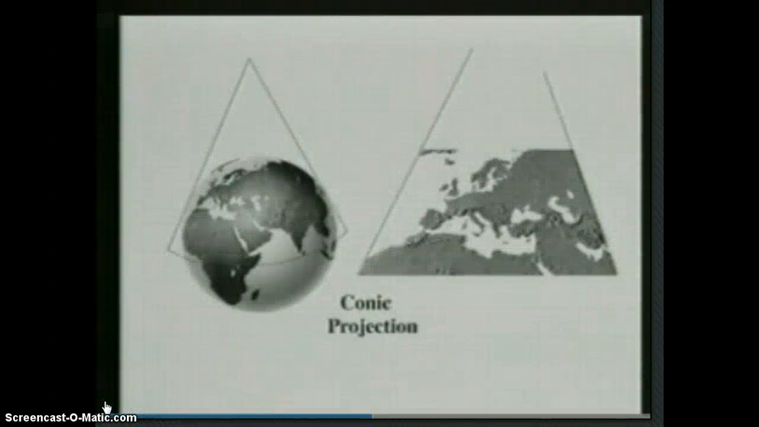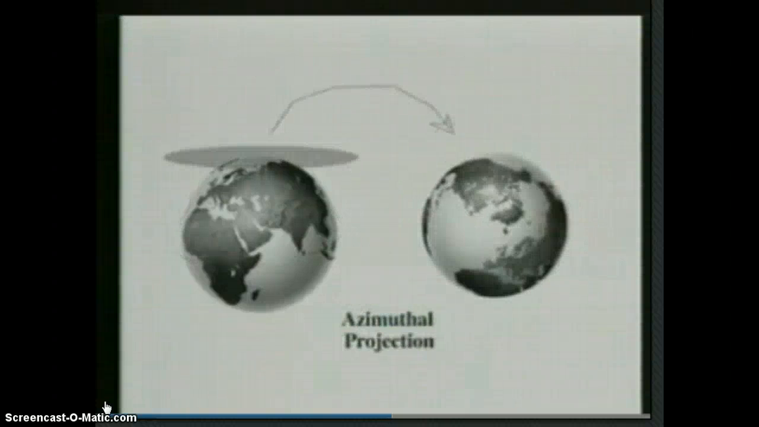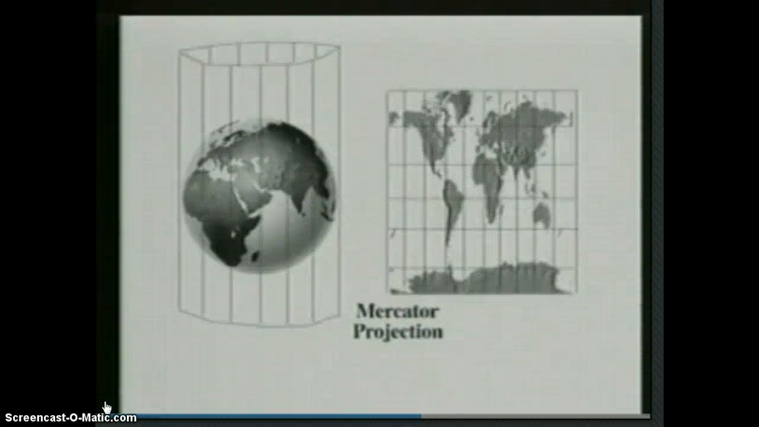So map makers use methods of map projection to make their maps. They are drawing the curved surface of the Earth onto a flat surface. There are different ways to do this, but all ways will have some distortion. That means they won't be completely true or accurate.